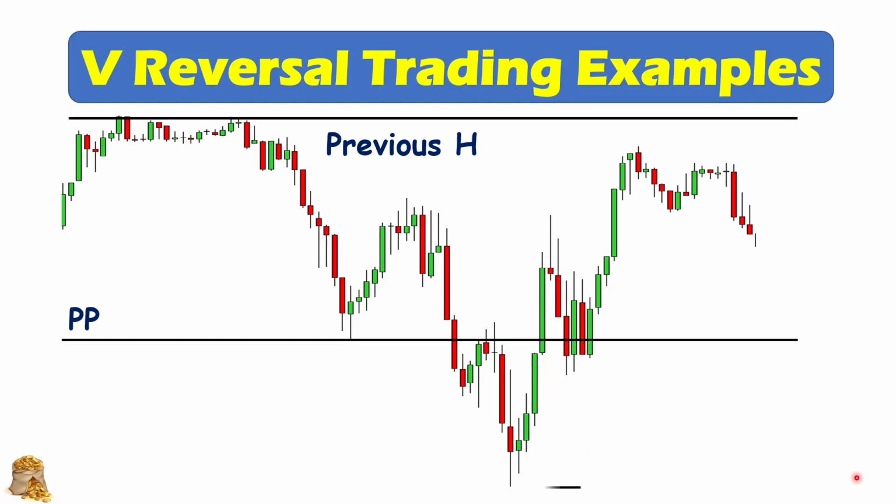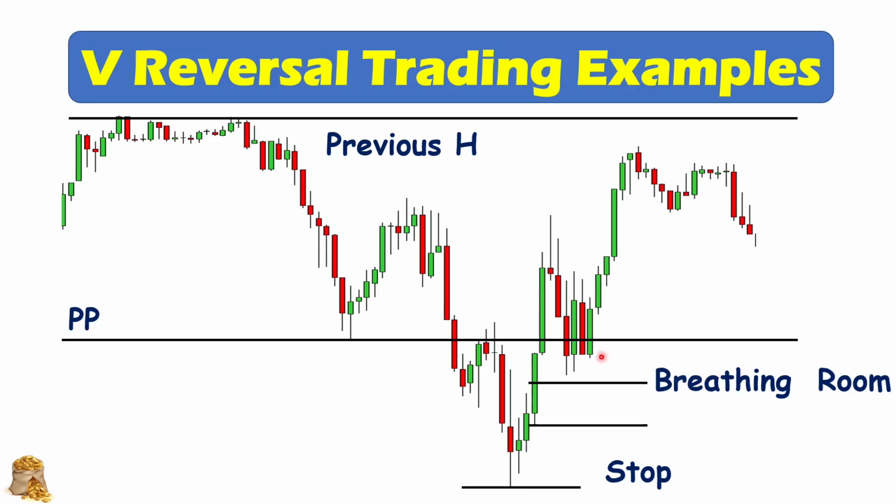For the stop, we can put it at the bottom of the V reversal here. We can also put it halfway. However, because this pullback is too much, we can select the stop to be the bottom of this big bull bar here. And also you can put it a little bit further below this pullback to give it a little bit more breathing room before the trend continues upward.